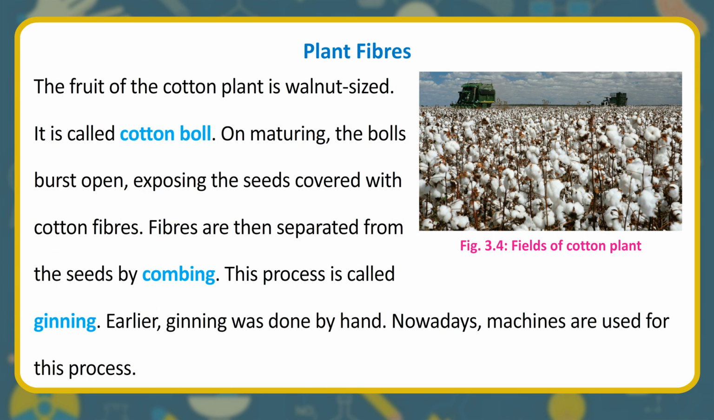The fruit of the cotton plant is walnut-sized. It is called cotton boll. On maturing, the bolls burst open, exposing the seeds covered with cotton fibers. Fibers are then separated from the seeds by combing. This process is called ginning. Earlier, ginning was done by hand. Nowadays, machines are used for this process.